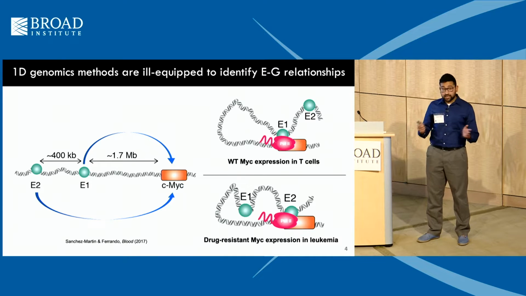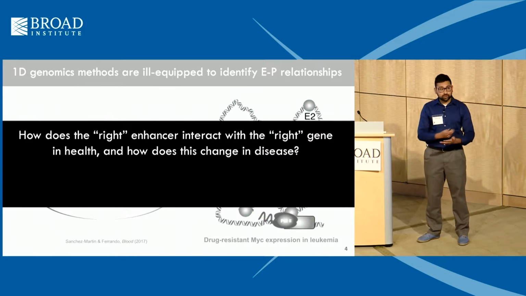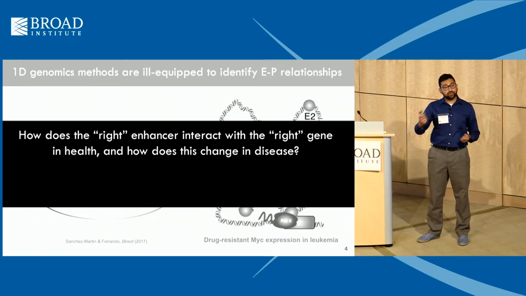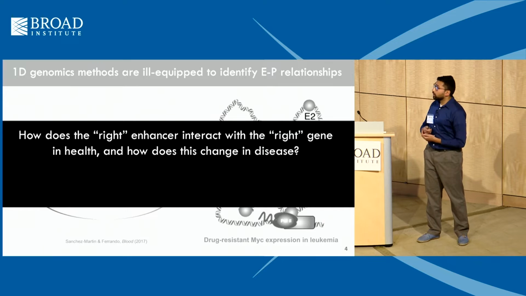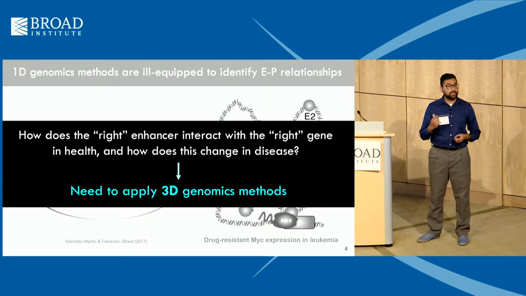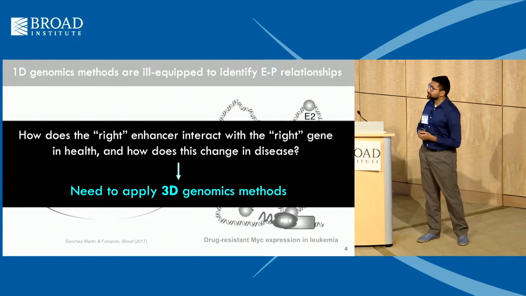Taking a naive approach, it's impossible to just look at the linear sequence of the genome and know how the right enhancer for a gene is going to interact with the right gene at the right time in a healthy condition and how that changes in disease. It's our perspective in the Hansen lab that we need to apply 3D genomics methods to begin to isolate these interactions and their relationships.